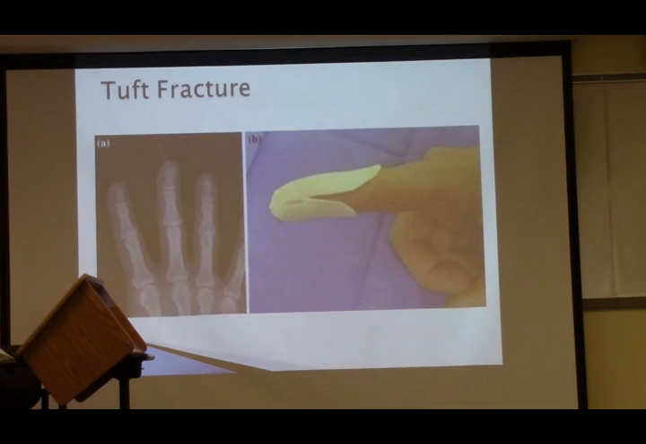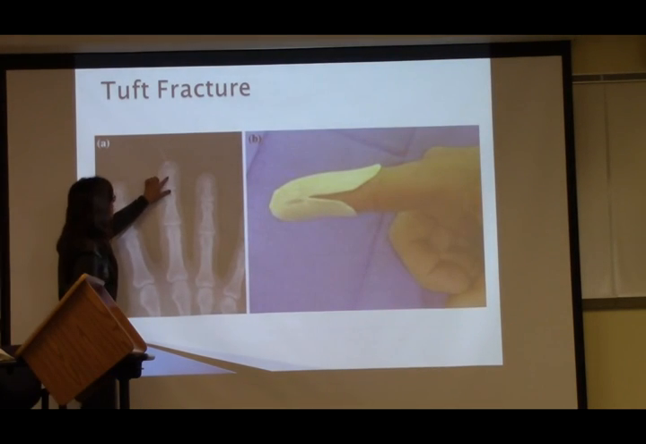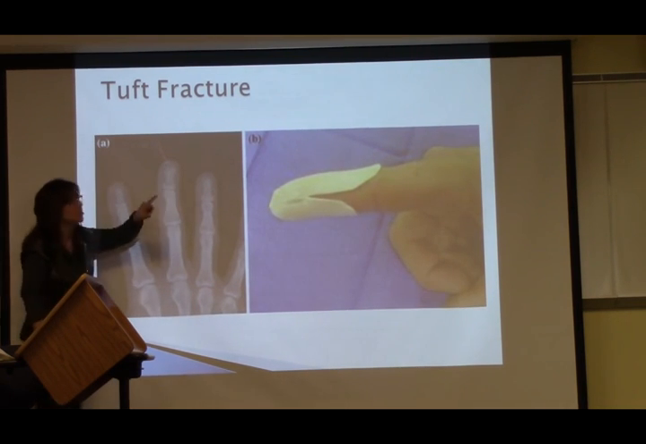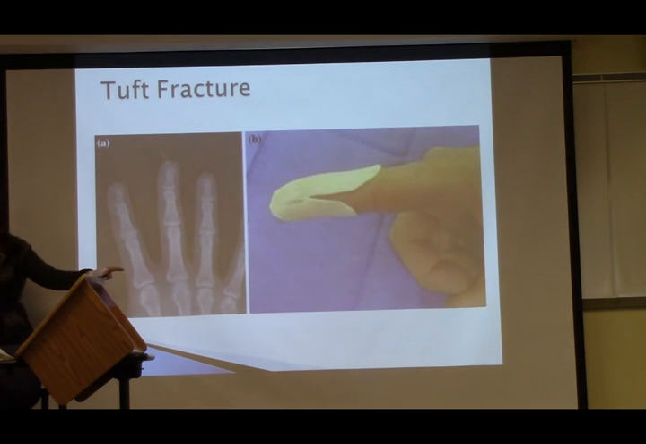And then this is also a picture of a tuft fracture. It's kind of hard to see. My daughter had a tuft fracture. She was sitting crisscross applesauce with her hands back, and another kid stepped on her hand. Tuft fracture.